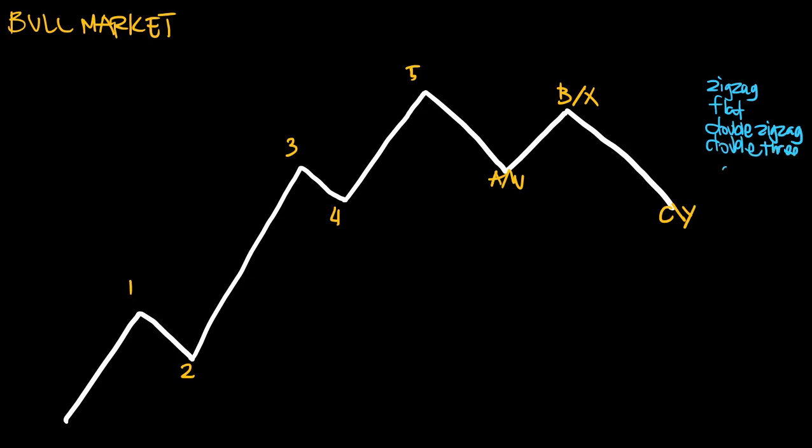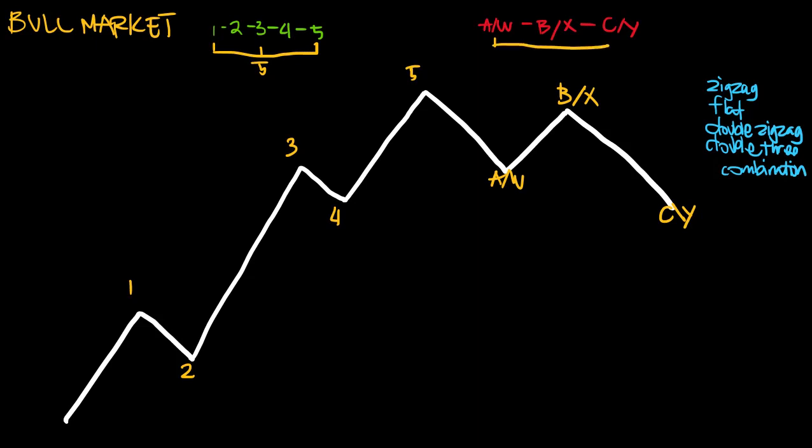Although these patterns take different forms, we can reduce this sequence into a 1, 2, 3, 4, 5, A/W, B/X, C/Y structure. This is important to note because in any combination of this DCS structure, there will always be a larger 5-3 wave relationship in place.